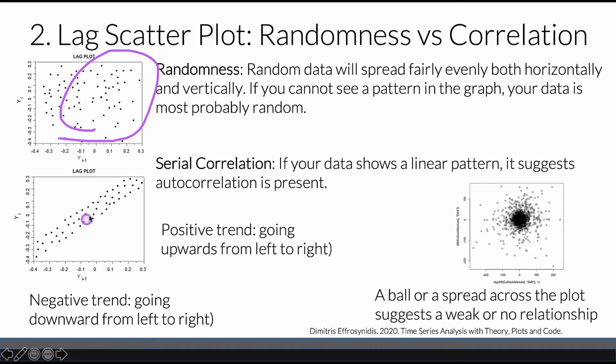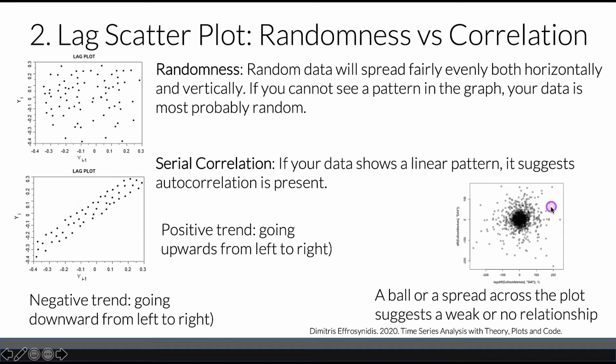However, if your data shows some sort of pattern, particularly a linear pattern, it suggests that you have autocorrelation, you have a trend. So the positive trend would be going upwards. Negative trend would be going downwards.